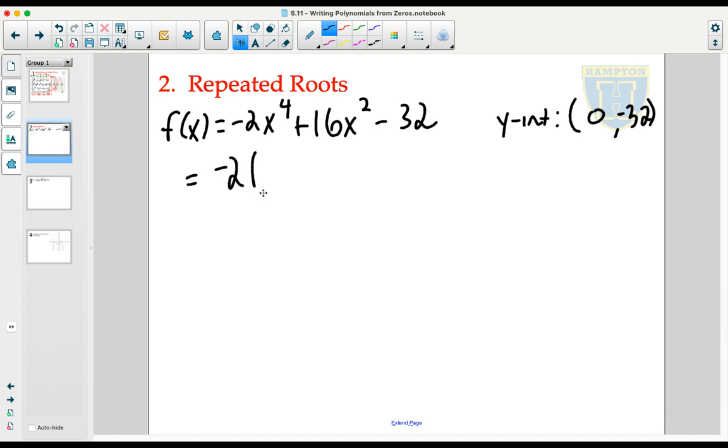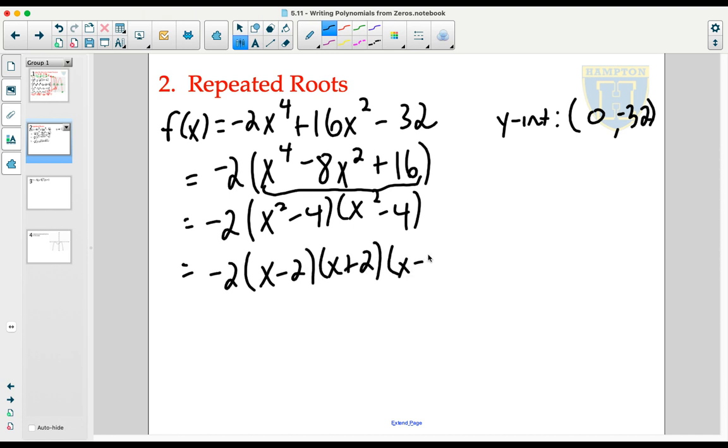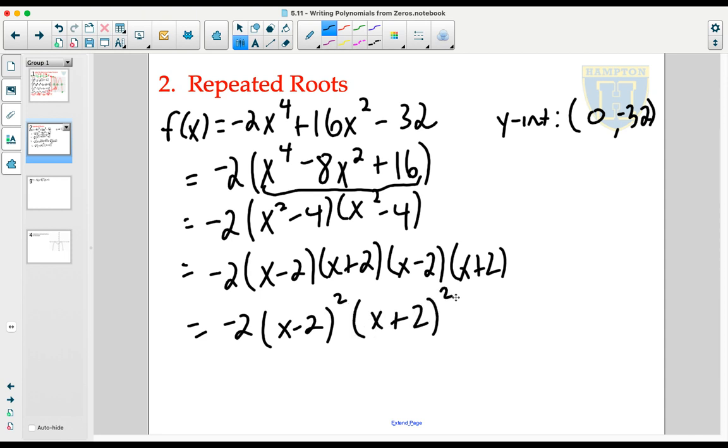We see a greatest common factor of negative 2. Removing that greatest common factor leaves us with this trinomial. Once it's removed, it leaves us with a perfect square in here. So we have x squared minus 4 and x squared minus 4, producing two differences of squares: x minus 2, x plus 2, and x minus 2, x plus 2. And from there we have negative 2, two x minus 2's, and two x plus 2's.